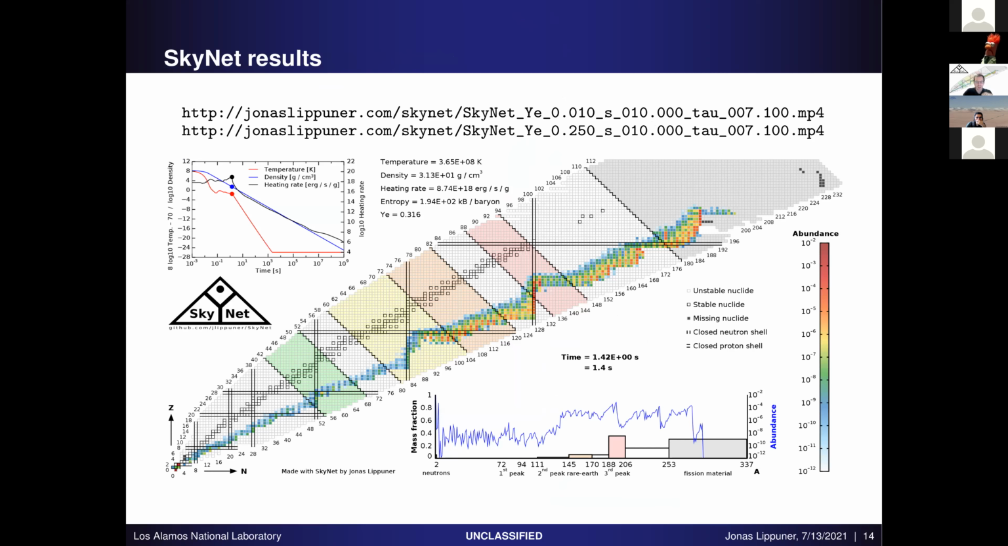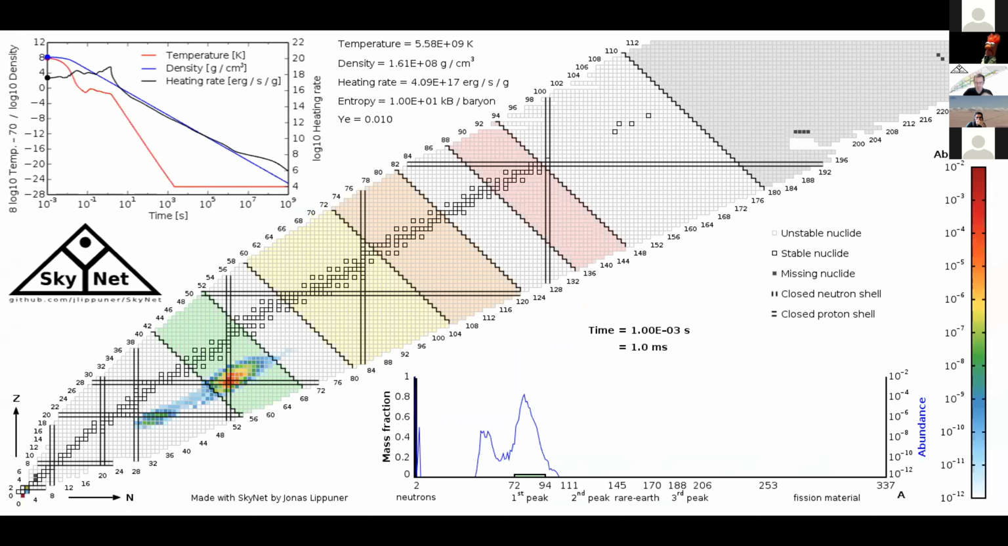Okay, so here, this is now a SkyNet simulation. Each little square here is actually an isotope that's being tracked in the network. And obviously the color shows how much of it there is. And this is a very neutron-rich r-process. So we start out with a Ye of 0.01, and that's the electron fraction, and that's extremely neutron-rich. And as I run this, you will see how it runs up, and these colored bands here, these are the closed neutron shells.